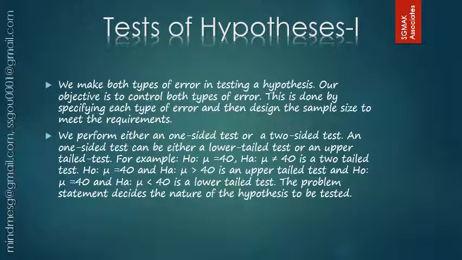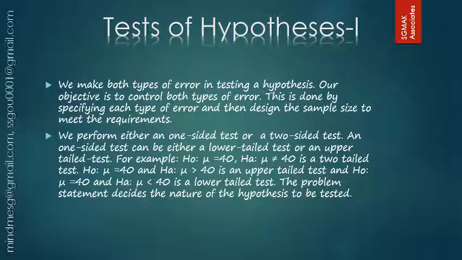We make both types of error in testing a hypothesis since we are working with a limited sample, limited information, typically small sample size. Our objective, however, is to control both types of error. So in reality, what we do is we specify each type of error and then design the sample size to meet this requirement. We'll discuss it later.